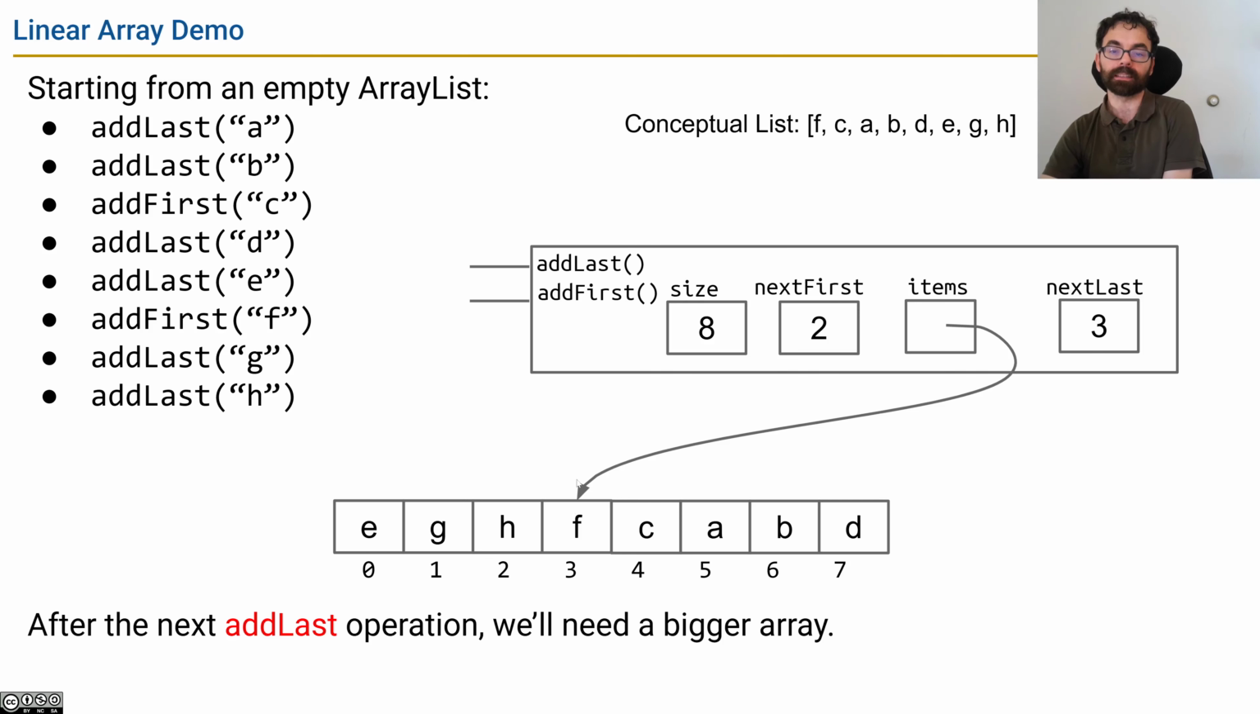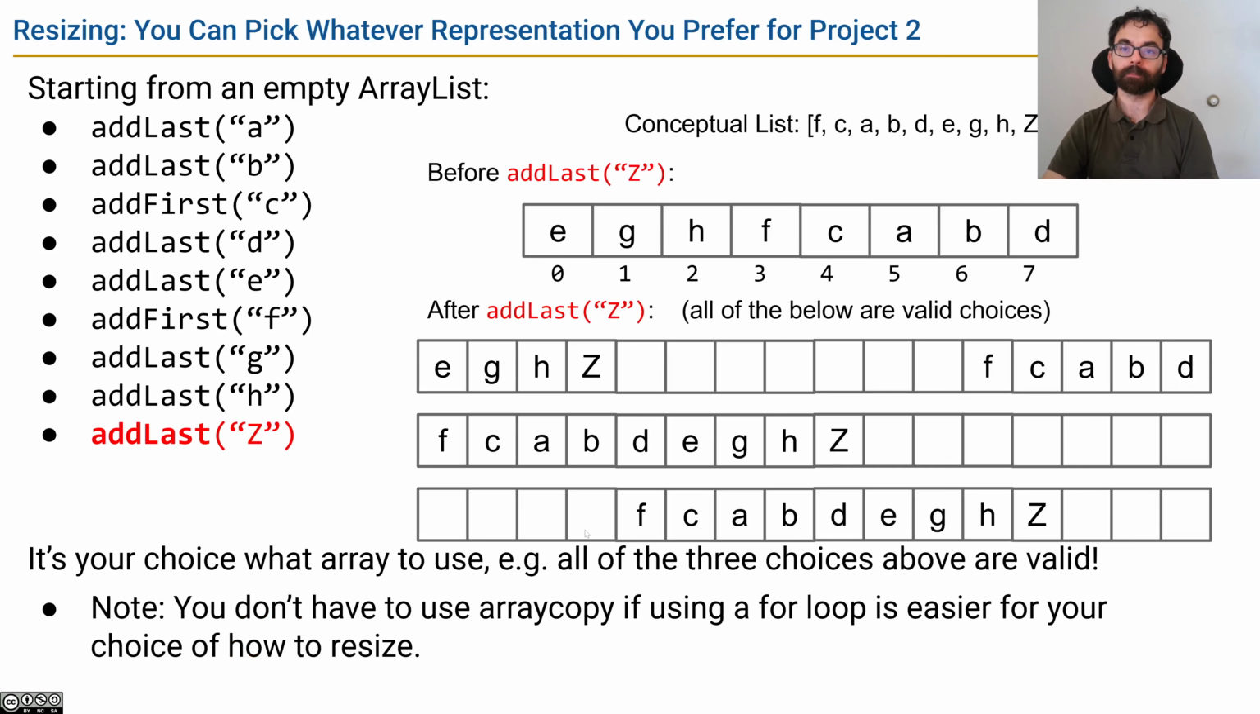And then we just walk through the list. F, C, A, B, D, E, G, H. Okay, so no big deal. Now, once we get to this add last operation, if we add more data, we're going to need a bigger array. Now, when you resize, when you go from your length 8 array to your length 16 array, there's many different positions where the F could end up.